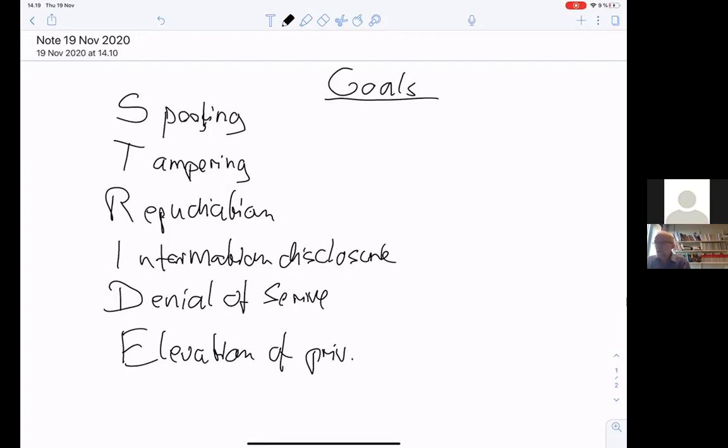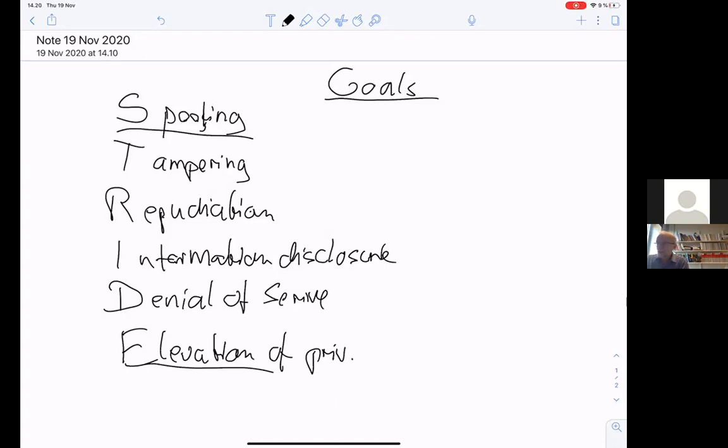Okay, so those are various goals the attacker might have. One remark here is they're obviously not independent. It's clear that if the adversary manages to spoof identity, then this might lead to elevation of privilege if the other identity he manages to assume actually has more rights in the system than he has himself.